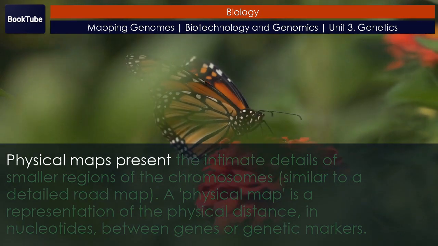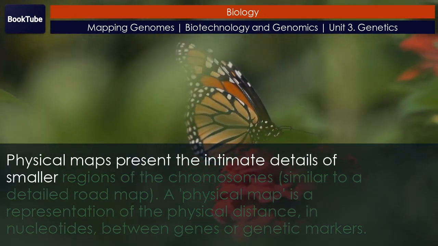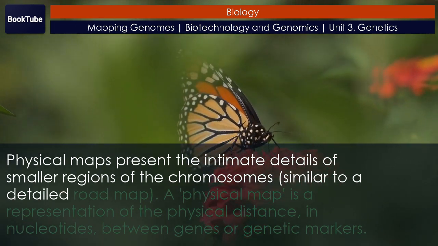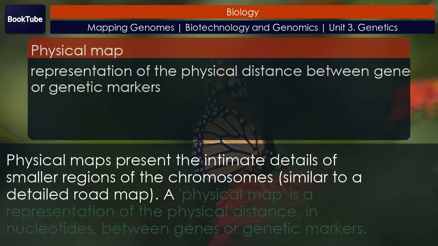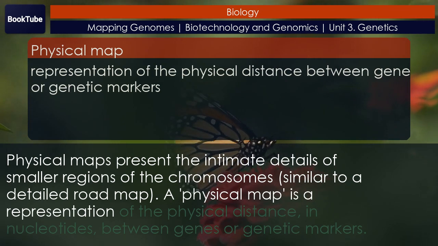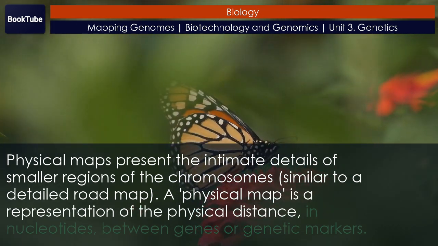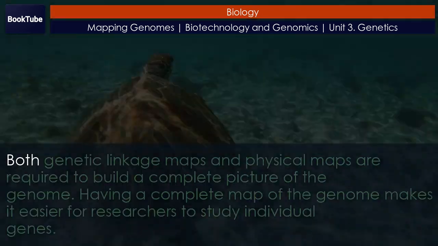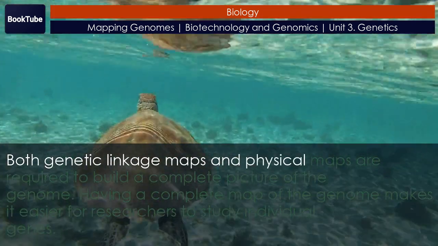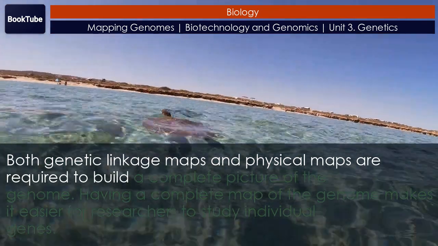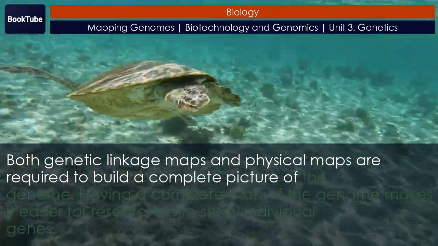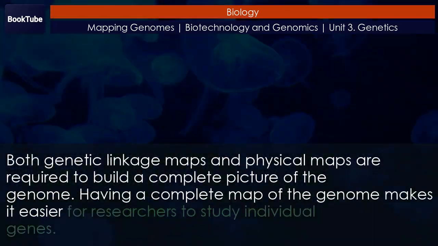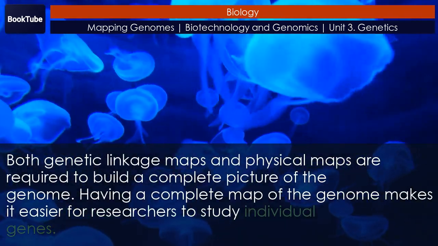Physical maps present the intimate details of smaller regions of the chromosomes. Similar to a detailed road map, a physical map is a representation of the physical distance in nucleotides between genes or genetic markers. Both genetic linkage maps and physical maps are required to build a complete picture of the genome. Having a complete map of the genome makes it easier for researchers to study individual genes.